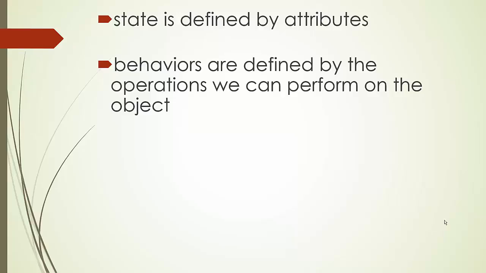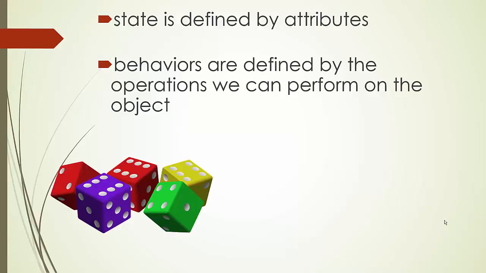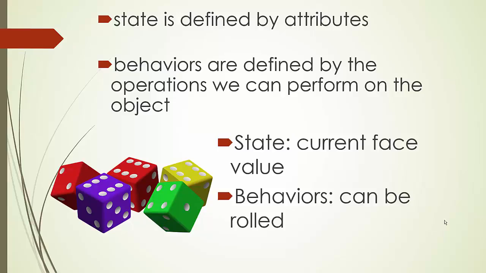For example, suppose we want to define a class to represent six-sided dice. We first identify the state and behaviors of dice. The state of a die would be the face value from 1 to 6. The behavior or operation that we can perform on a die would be roll. We can roll a die.